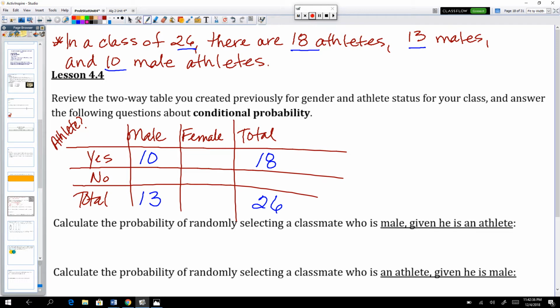If we have a total of 13 males and 10 of them are already in the yes athletes, that means we must have 3 non-athlete males. If we have 26 total students and 13 of them are male, there must be 13 female. If we have 26 total students and 18 of them were athletes, that must mean we have 8 that are not athletes. If we have 18 total athletes and 10 of them are male, that must mean 8 of them are female. And if we have 8 total non-athletes and 3 of them are male, that must mean 5 of them are female.